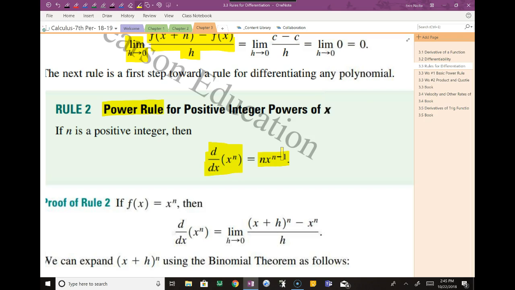D over dx means we're taking the derivative of x to the n. So this is just notation.